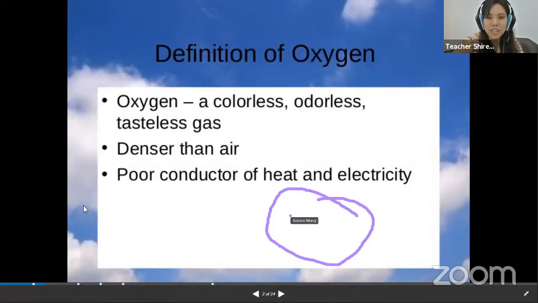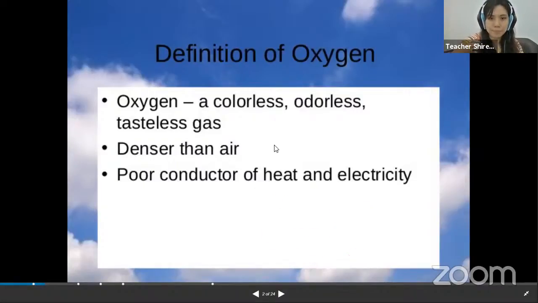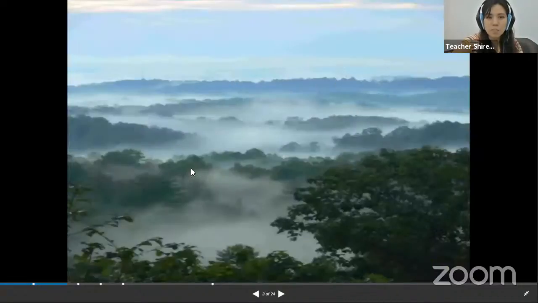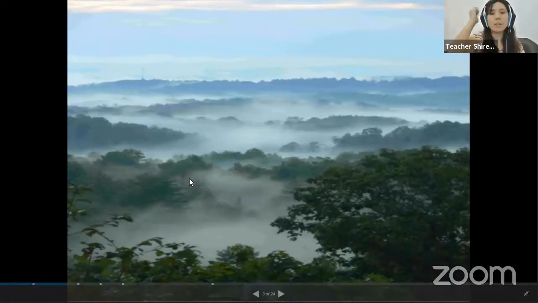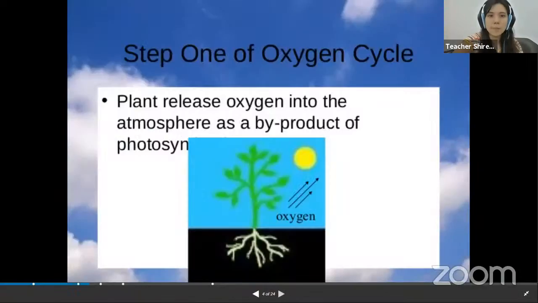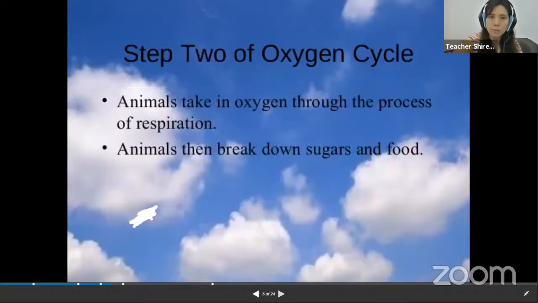Okay, so oxygen is a poor conductor of heat and electricity. That's why when we are very high up in the mountain, we see all this cloud, because there is actually more oxygen on the bottom part. This is how plants release oxygen: it is a byproduct of photosynthesis, which means that when they are making food, they create oxygen in the morning.